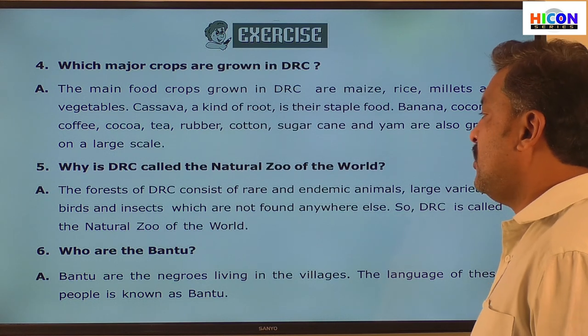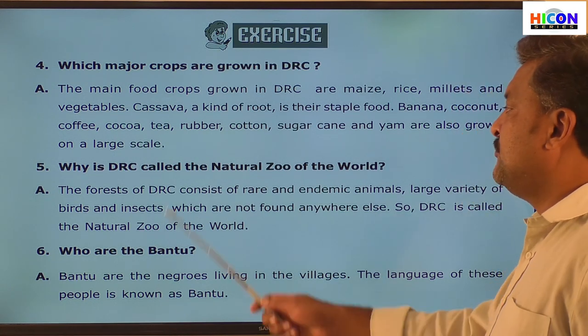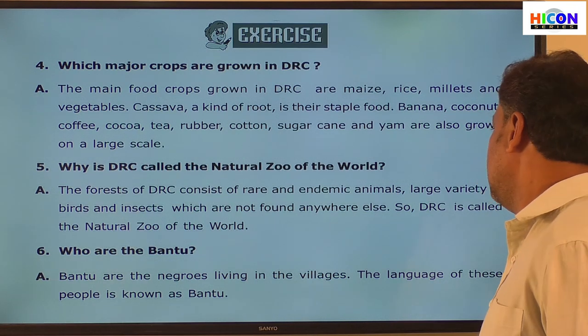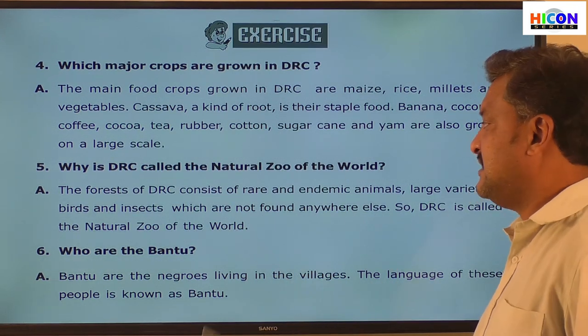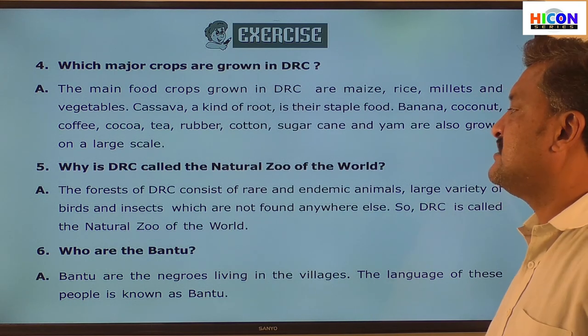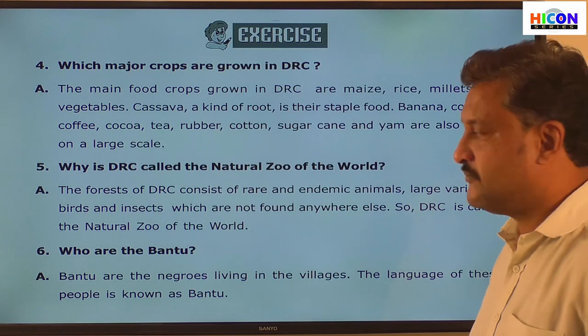Why is DRC called the natural zoo of the world? The forest of DRC consists of rare and endemic animals, large varieties of birds and insects, which are not found anywhere else. So, DRC is called the natural zoo of the world.